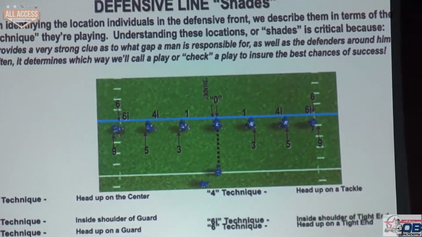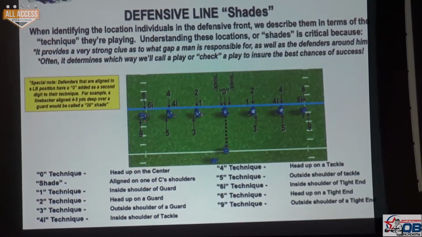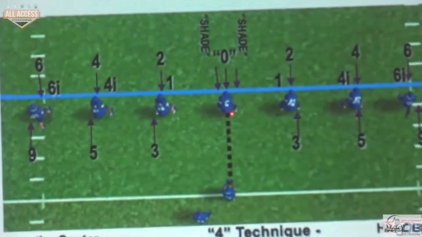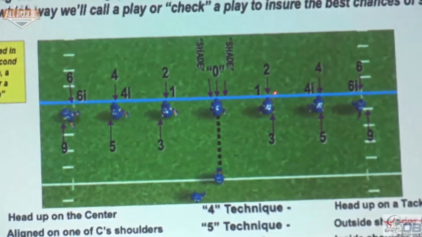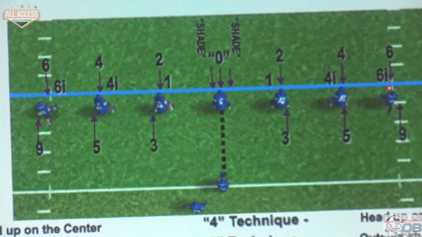Then we look at head-up positions. Anytime a player is head-up on one of our offensive linemen, we give it an even number. So head-up on a center is 0, head-up on the guard is 2, head-up on the tackle is 4, and head-up on a tight end or a tight slot is 6.